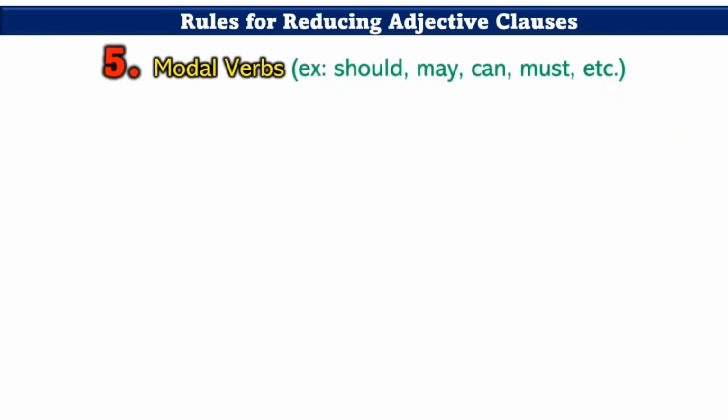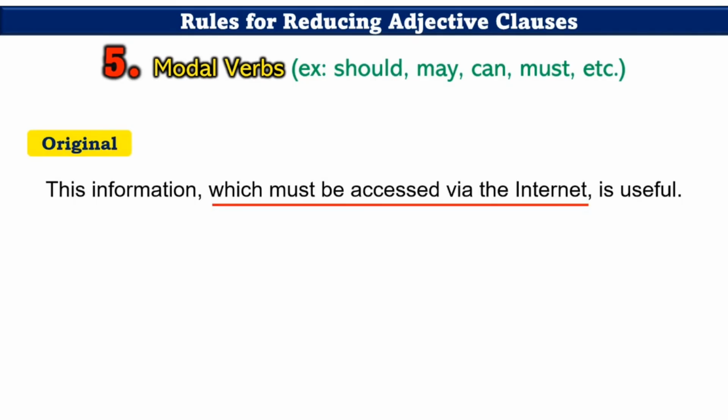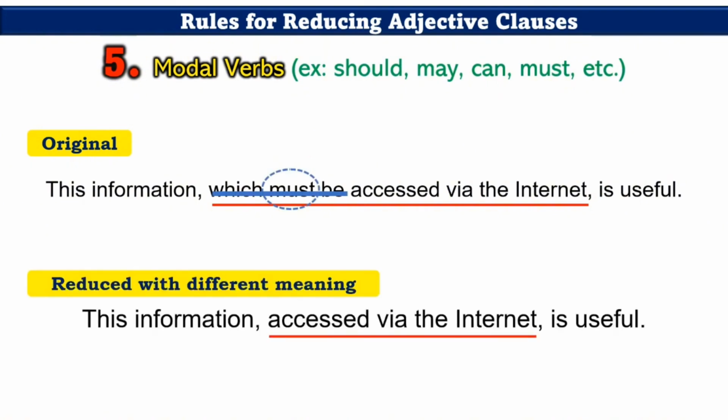Lastly, we can also reduce an adjective clause if it contains modal verbs such as should, may, can, must, and others. This is the original definition. This information, which must be accessed via the internet, is useful. When we drop the relative pronoun plus the modal and the be verb, this becomes the reduced definition, but somehow with different meaning since the meaning of the modal is lost in the reduction.